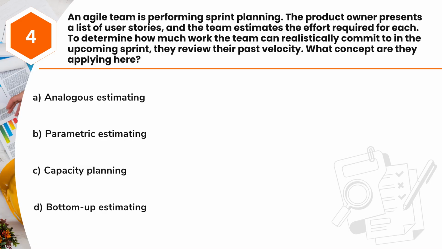Question 4. An Agile team is performing sprint planning. The product owner presents a list of user stories, and the team estimates the effort required for each. To determine how much work the team can realistically commit to in the upcoming sprint, they review their past velocity. What concept are they applying here?